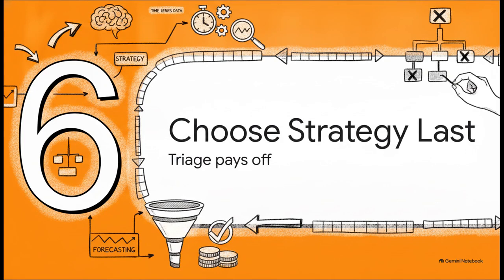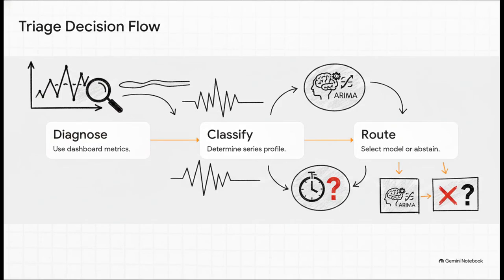Choose your strategy last. Only after we've run this compact triage on our synthetic series do we actually decide on the treatment. This clear decision flow shows the true power of the framework. Step 1, diagnose. Step 2, classify. Step 3, route. Let's actually walk a data point through this journey.